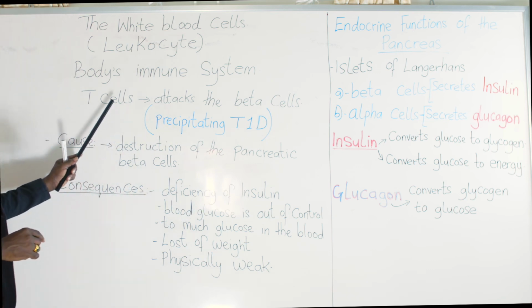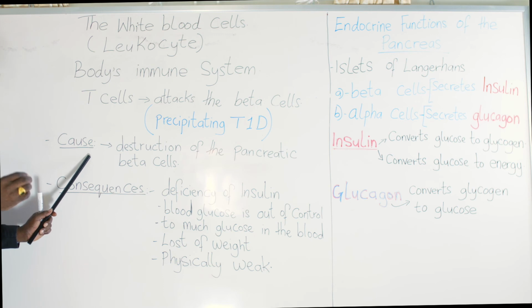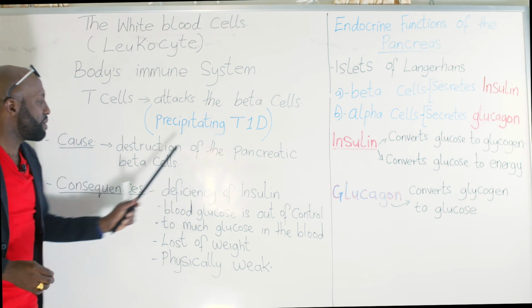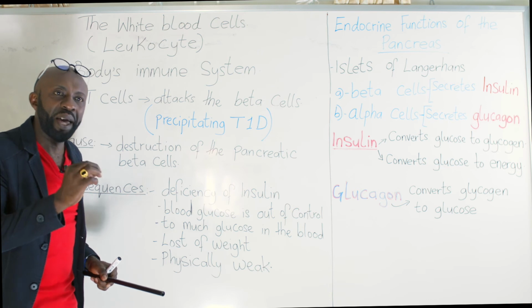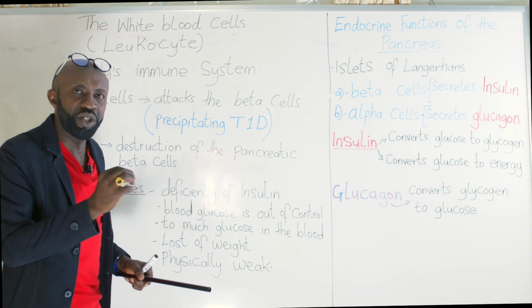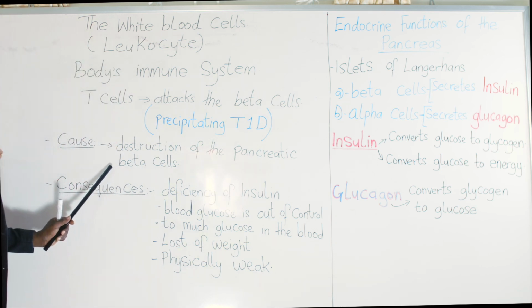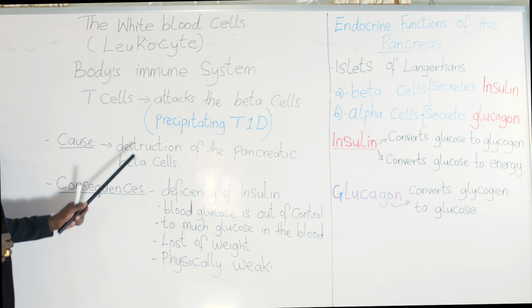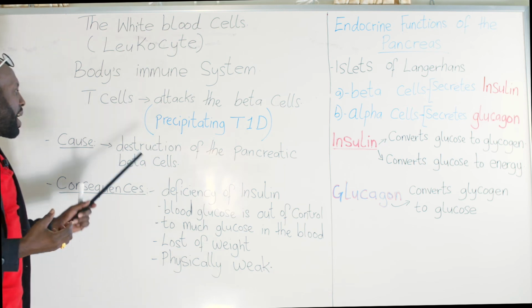So what is the cause of diabetes mellitus, type 1 diabetes? What is the cause? The cause is the destruction of the pancreatic beta cells by the T cells from the immune system. That is the cause of diabetes mellitus, type 1 diabetes. Okay, what are the consequences? Once these cells are destroyed, what are now the consequences as a result of this cause?